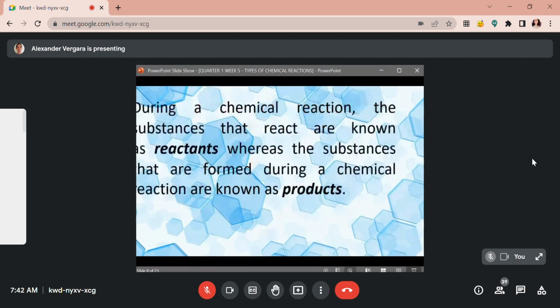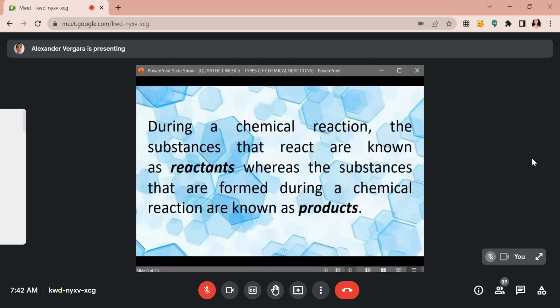Now, during a chemical reaction, the substances that react are known as the reactants, whereas the substances that are formed during a chemical reaction are known as the products. Remember, reactants are always on the left side, while the products are always on the right side. By the way, I forgot something. If it is balanced already, meaning to say that the chemical equation undergoes the law of conservation of mass.